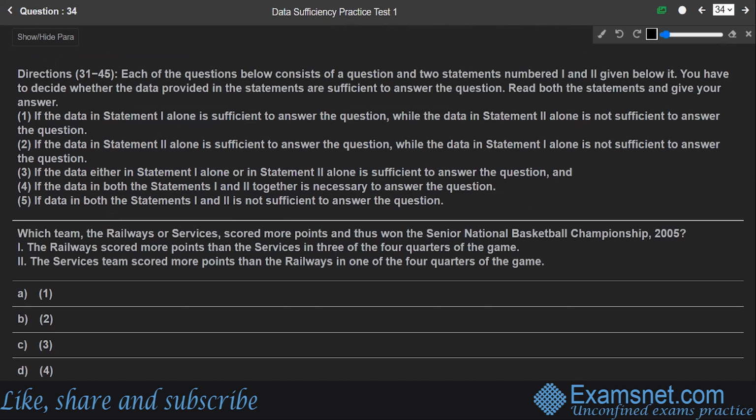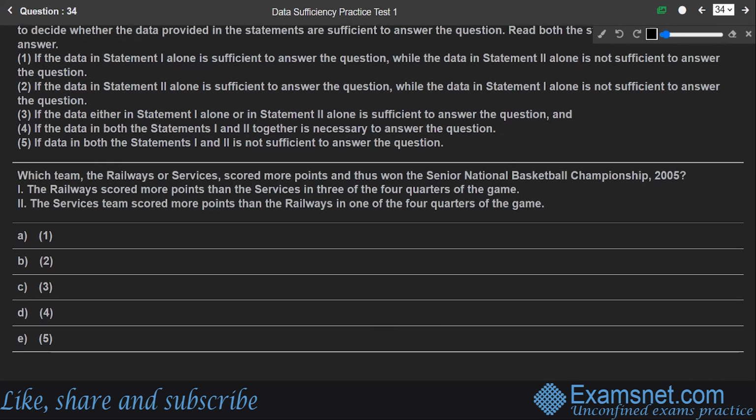Now the question says, which team, the Railways or Services, scored more points and thus won the Senior National Basketball Championship 2005?